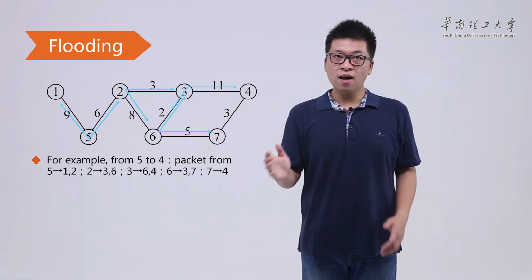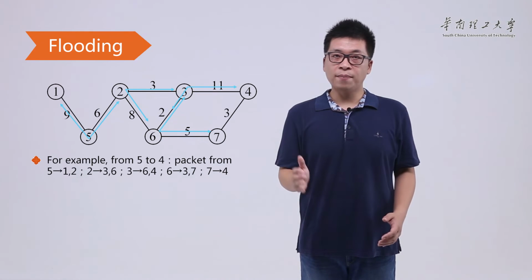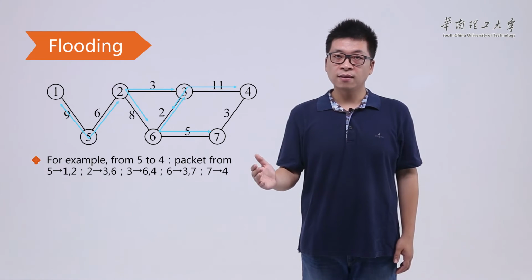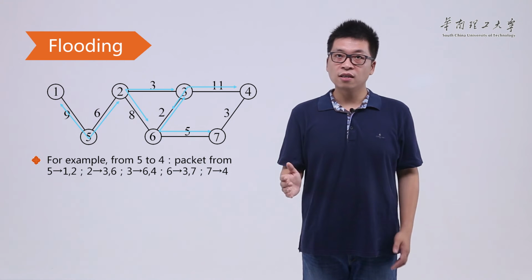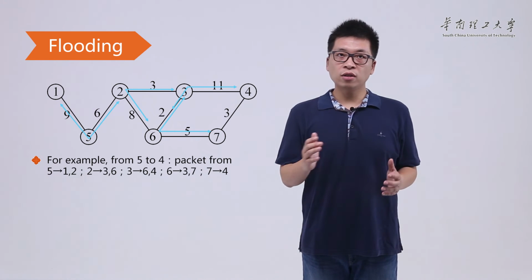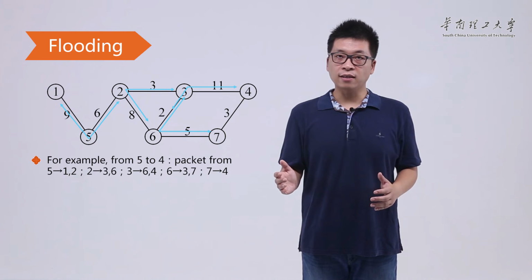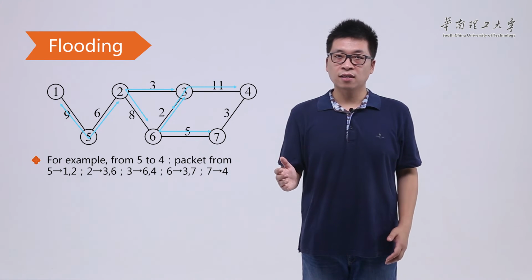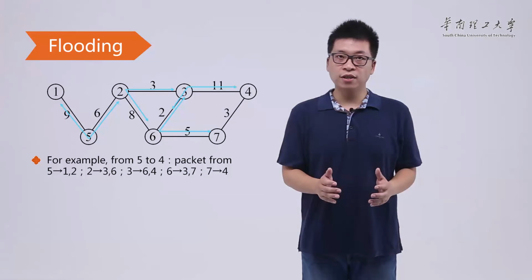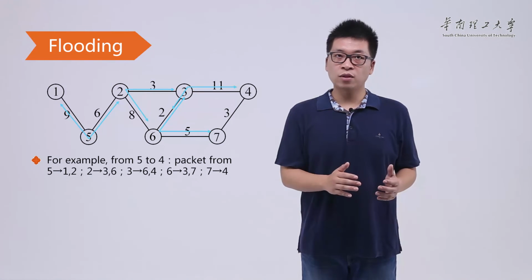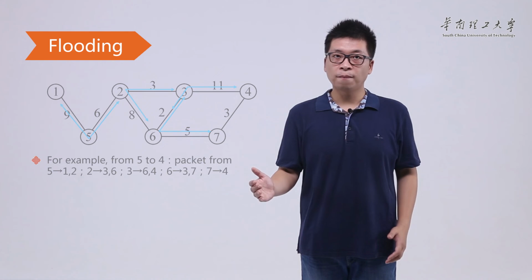Now, node 5 wants to deliver a packet to node 4. According to the principle of flooding, the packet is flooded from 5 to 1 and 2 first. When node 2 receives the packet, node 2 floods it to 3 and 6. Node 3 and node 6 will do flooding as well. Eventually, the packet will be forwarded to node 4.